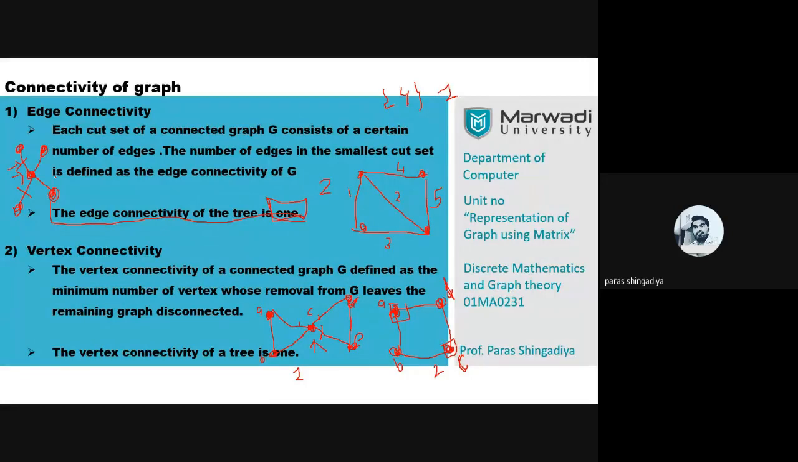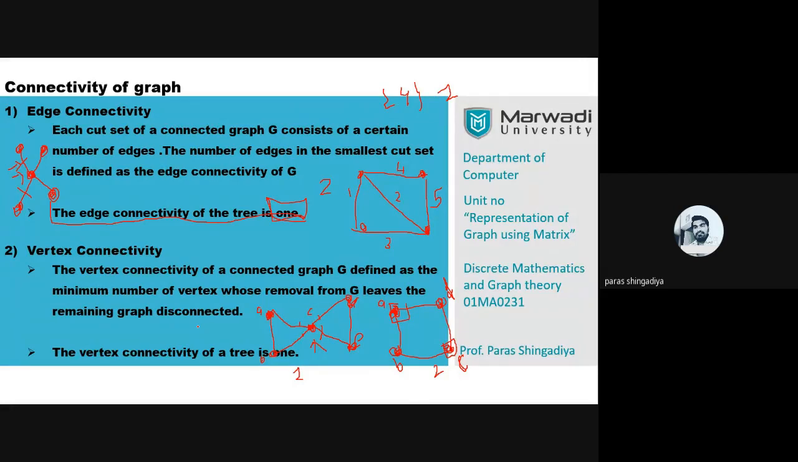Okay. So vertex connectivity, for a connected graph G, is defined as the minimum number of vertices whose removal from graph G makes the graph disconnected. It means you have to focus on a particular vertex, delete it, and it makes the graph into two parts. So it is the minimum number of vertices you remove from graph G which convert the graph into two partitions, two disconnected parts.